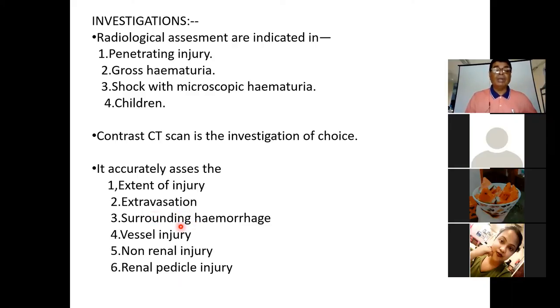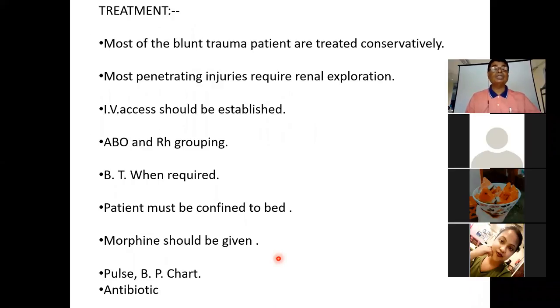It will tell about the vessels, the renal vessels or the segmental vessels, whether there is any injury or clot formation in the vessel. It will also tell about non-renal injury, that means whether there is any injury to other organs. And it will tell about renal pedicle injury, right? So they will mention all these things. That's why we will go for the contrast CT. And what is the treatment after getting this patient of renal trauma?